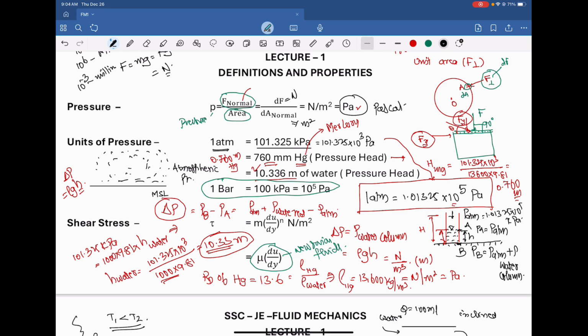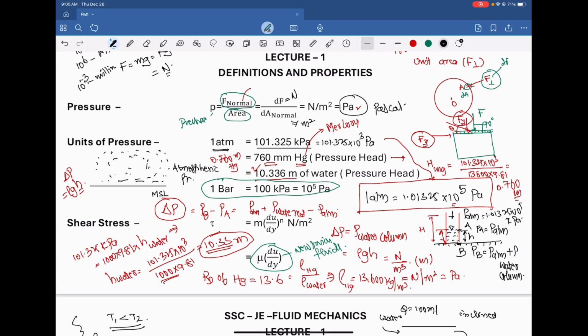And when we measure it in liquid columns, that is equal to 10.336 meters of water and 760 mm of Hg, or 0.760 meters of Hg. Hg is mercury. And 1 bar is equal to 10 to the power of 5 Pa or 100 kPa, whereas 1 atmospheric pressure is 101.325 kPa. And pressure is measured as a difference of pressure because atmospheric pressure is always present.